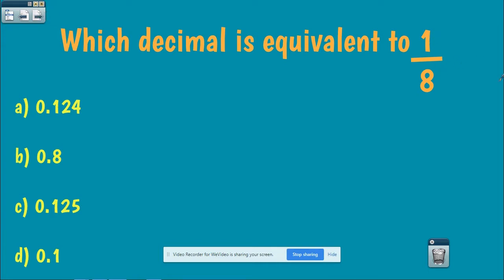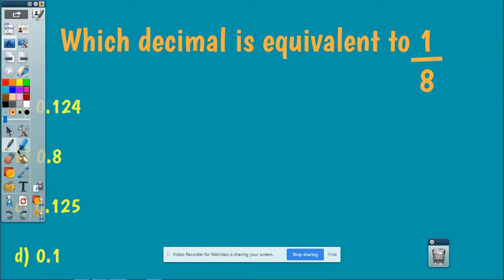Now I want you to pause the video and try to solve it on your own first. All right, so you are playing the video. That means that if you look down on your whiteboard, you have an answer and some work behind it. So let's take a look.